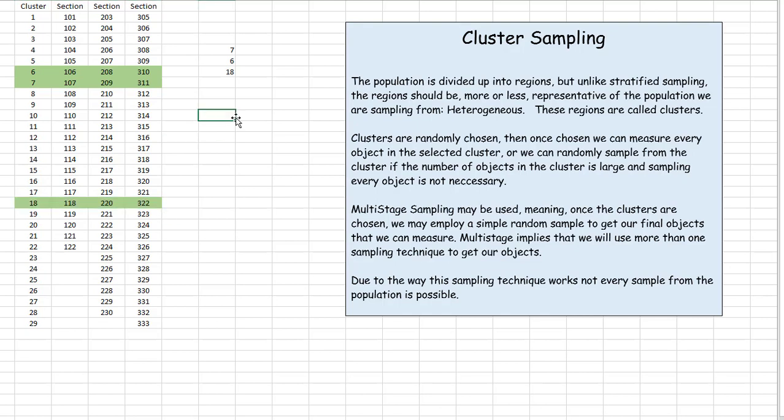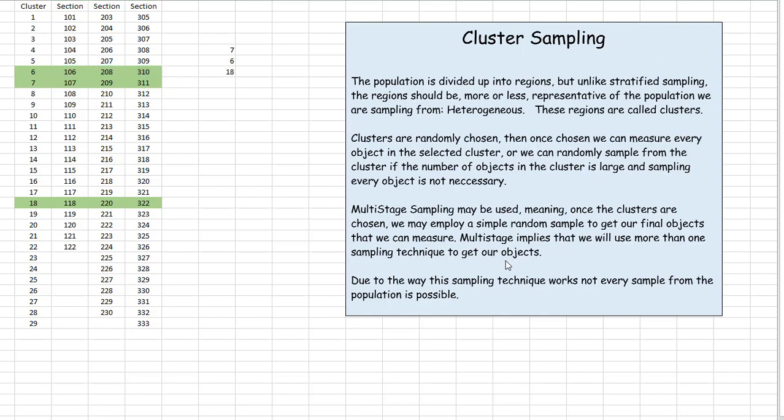And now one thing I could do is sample every object in all these sections. Or I may decide that if that's too much, that I will randomly sample from this cluster, then this cluster, then this cluster. Again, once I start doing that, we'll consider that a multi-stage sampling technique. But the idea of clusters is to first divide your population into groups such that each little cluster is just a minor version of the entire population.